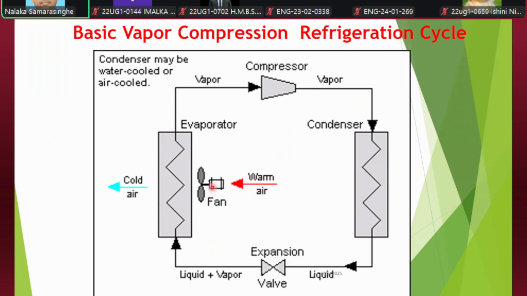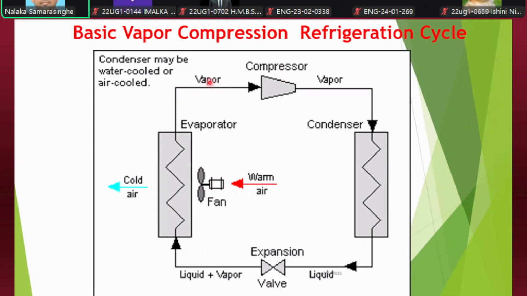So as a result, now here inside the room, we have warm air. When you are blowing warm air on this one, that heat will be absorbed by the refrigerant. When heat is absorbed by the refrigerant, this liquid and vapor will absorb the heat, and it will be converted into vapor. So the temperature will increase.